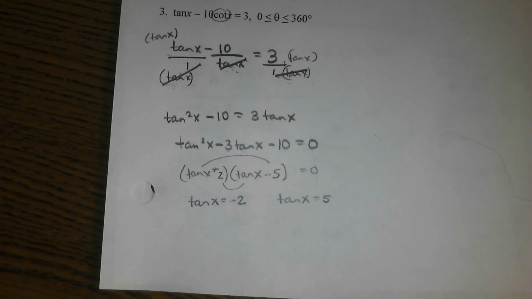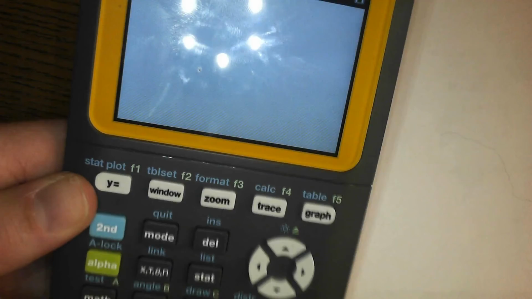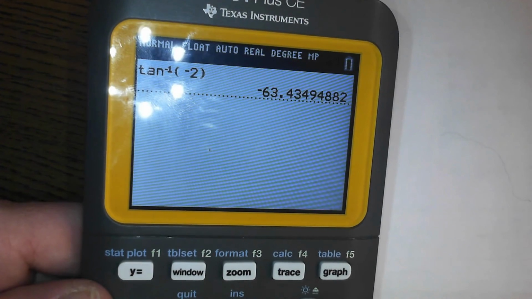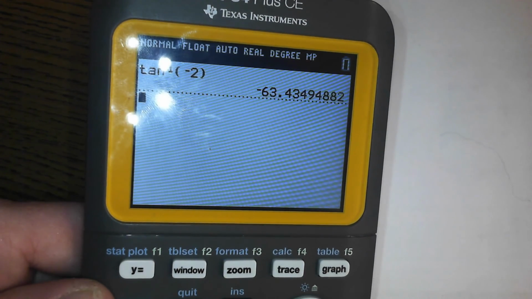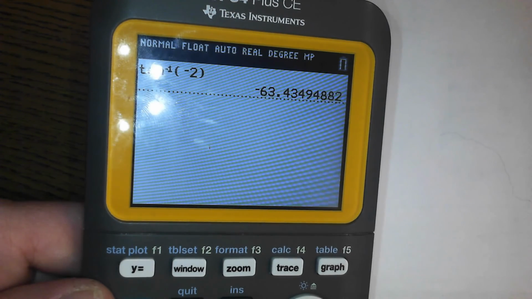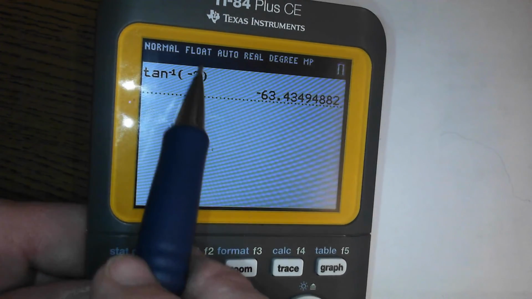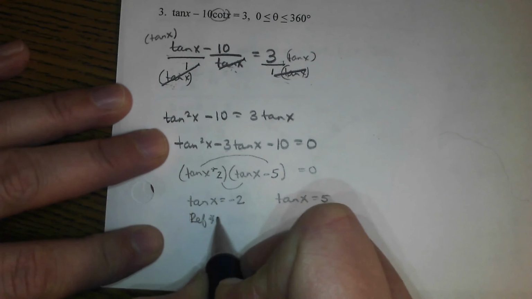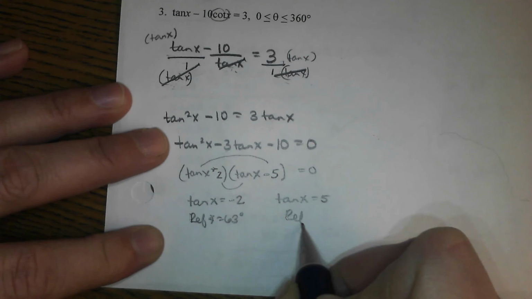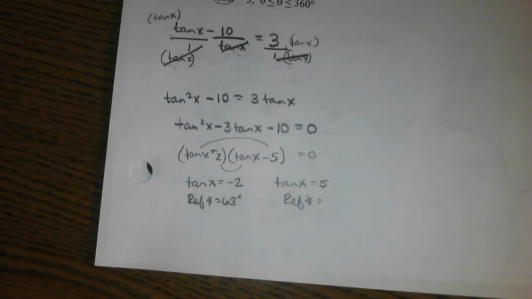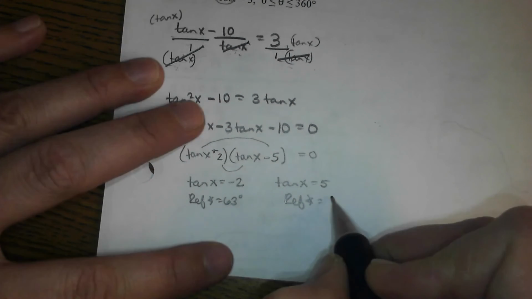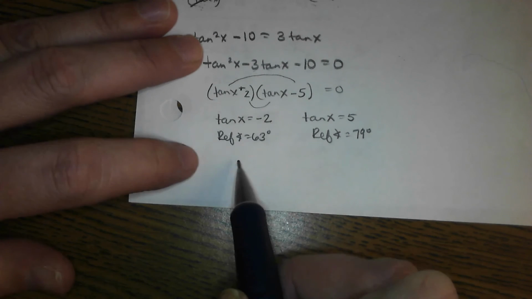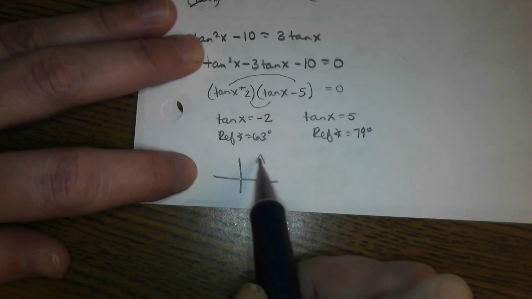These are not memorized values. These are not things that come from your chart. These are things you have to use your calculator for. So I'm going to do inverse tangent of negative 2. This is just going to give me the reference angle, which is, well, reference angles are positive, right? But because inverse tangent gives me quadrants 1 and 4, and tangent is negative here, it's giving me that. But the reference angle is 63. And this reference angle is inverse tan of 5, 79.